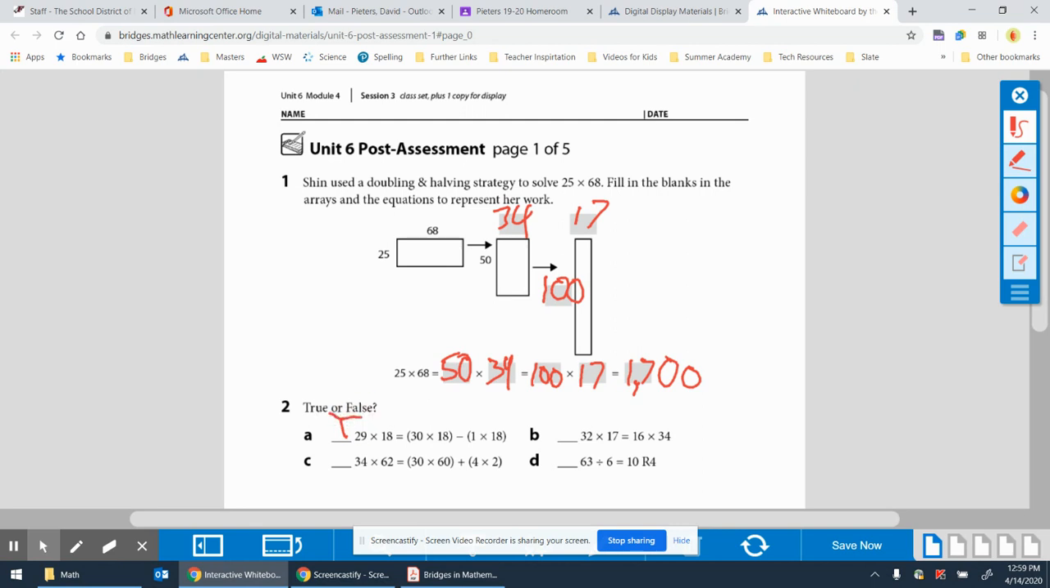Then over here we have B, 32 times 17 equals 16 times 17. If we look at this, what they did here is our 32 got cut in half and became 16, and our 17 got doubled and became 34. So they did the doubling and halving. So that one is true also.